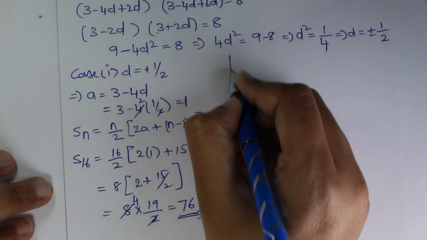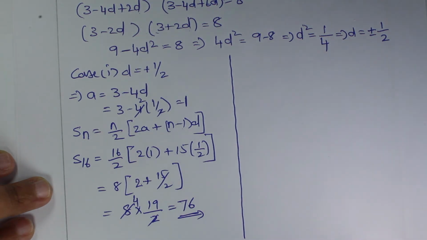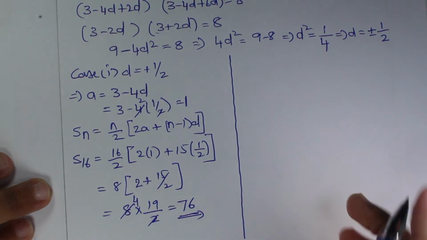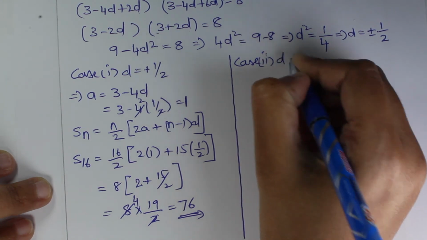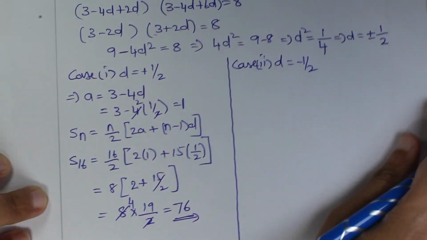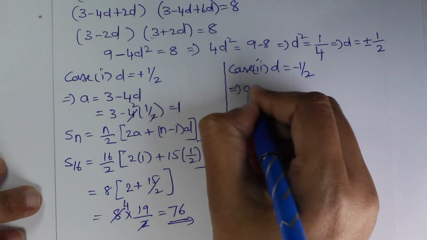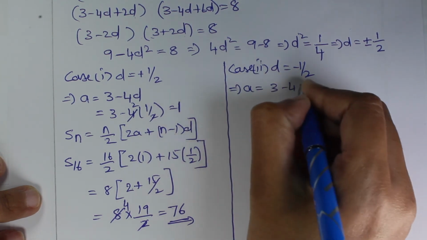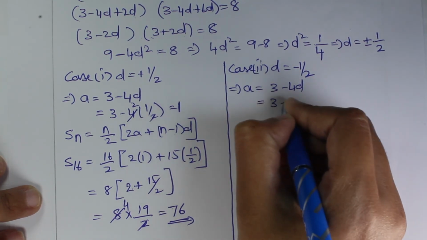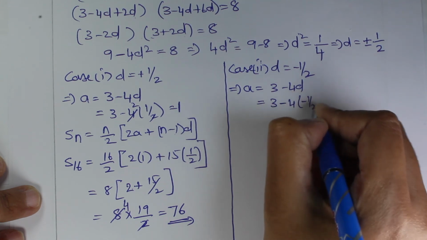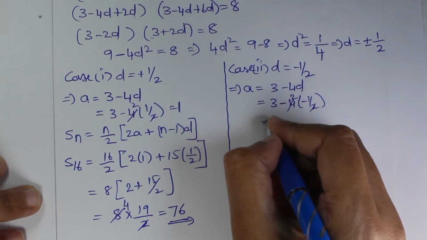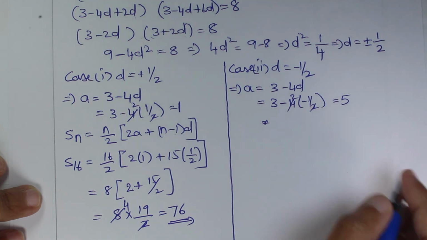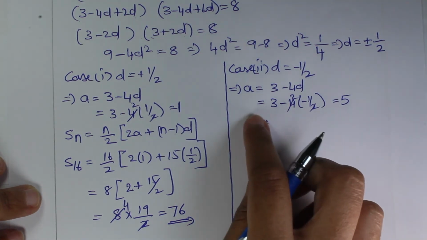Now let us consider case 2, where d is equal to minus 1 by 2. Case 2, d is equal to minus 1 by 2. Now a becomes 3 minus 4d, right? That is equal to 3 minus 4 into minus 1 by 2. 2 ones are 2, 2 twos are 4, 3 plus 2 is 5. So I got the value of a as 5.